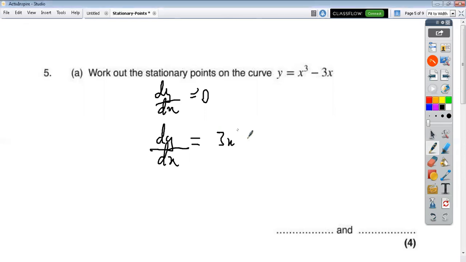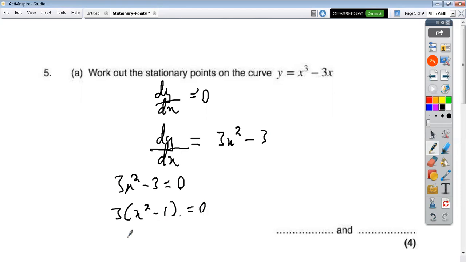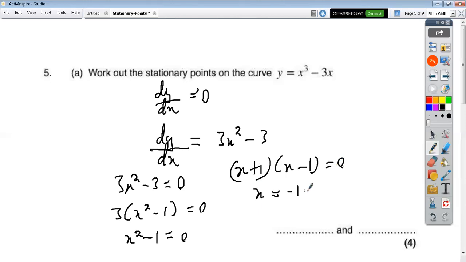3x squared minus 3, yeah? The derivative of x always gives you 1. But we're saying this should be equal to 0. So 3x squared minus 3 is equal to 0. Factor out 3 brackets x squared minus 1 is equal to 0. Divide everything by 3, you have x squared minus 1 is equal to 0. How do you do this factorization? Difference of two squares. x plus 1, x minus 1 is equal to 0, which means x is equal to negative 1 or 1.